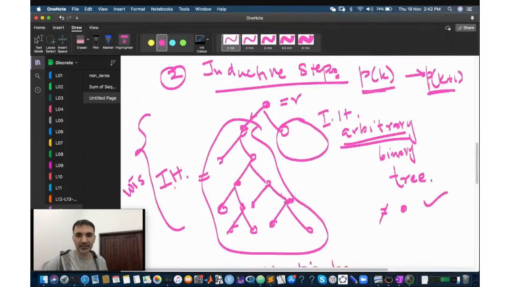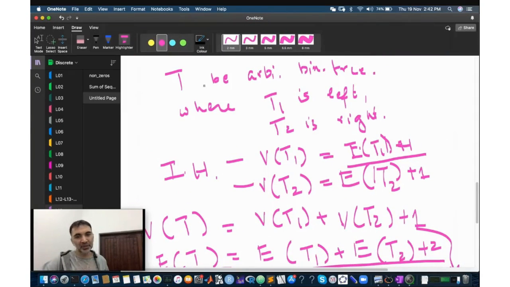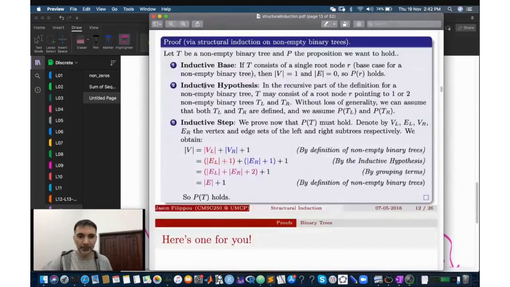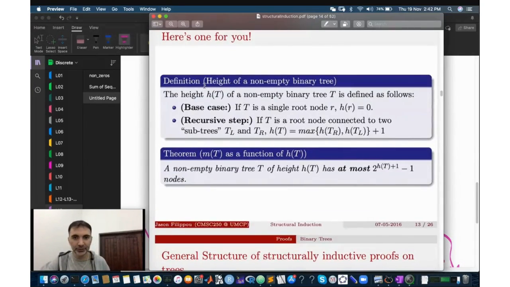It's not for this example, because I told you here to pick T, any arbitrary binary tree. By definition, it's either just a single node or it's made up of two different binary trees by adding a root and two arrows, right? Yes, sir. And we proved it in both cases. We proved the base case and the recursive case by using structural induction. Okay? Awesome. All right, so that's that.